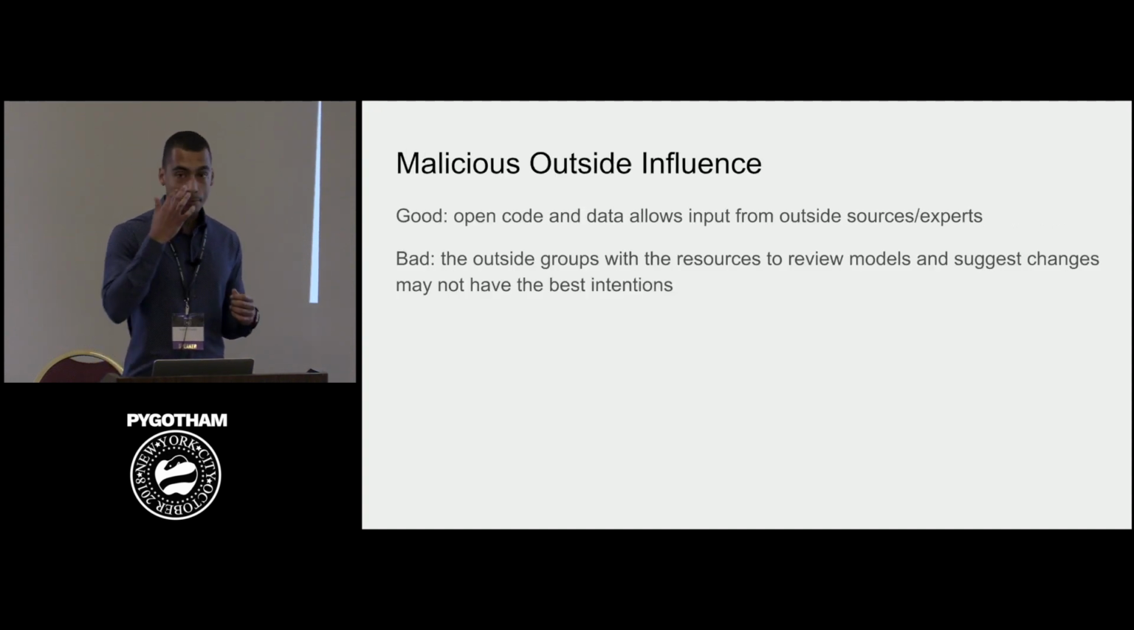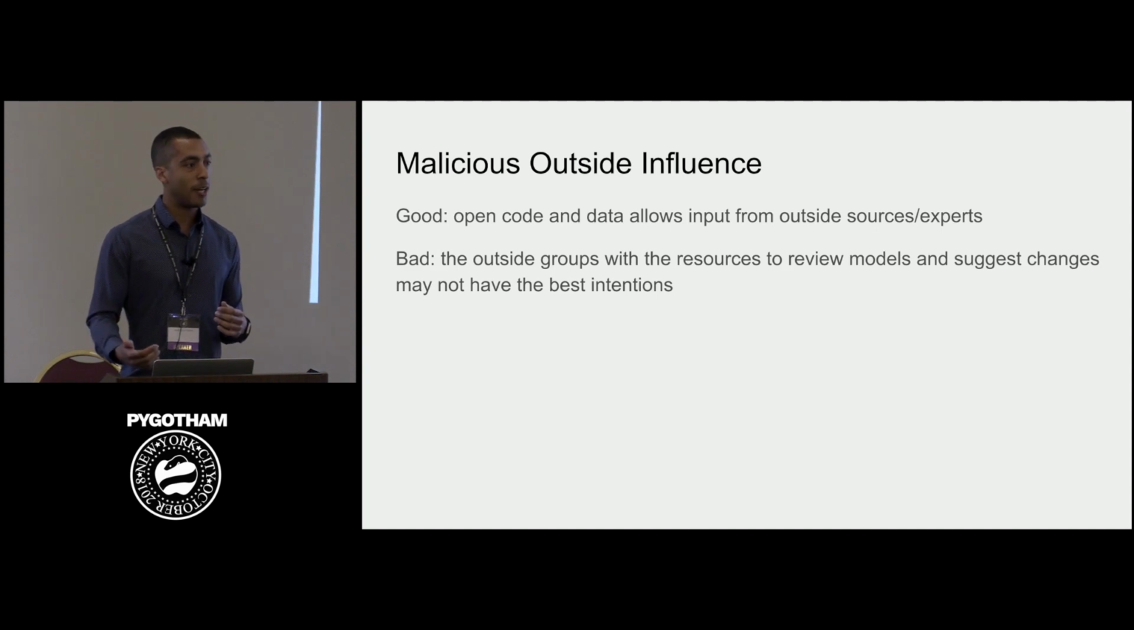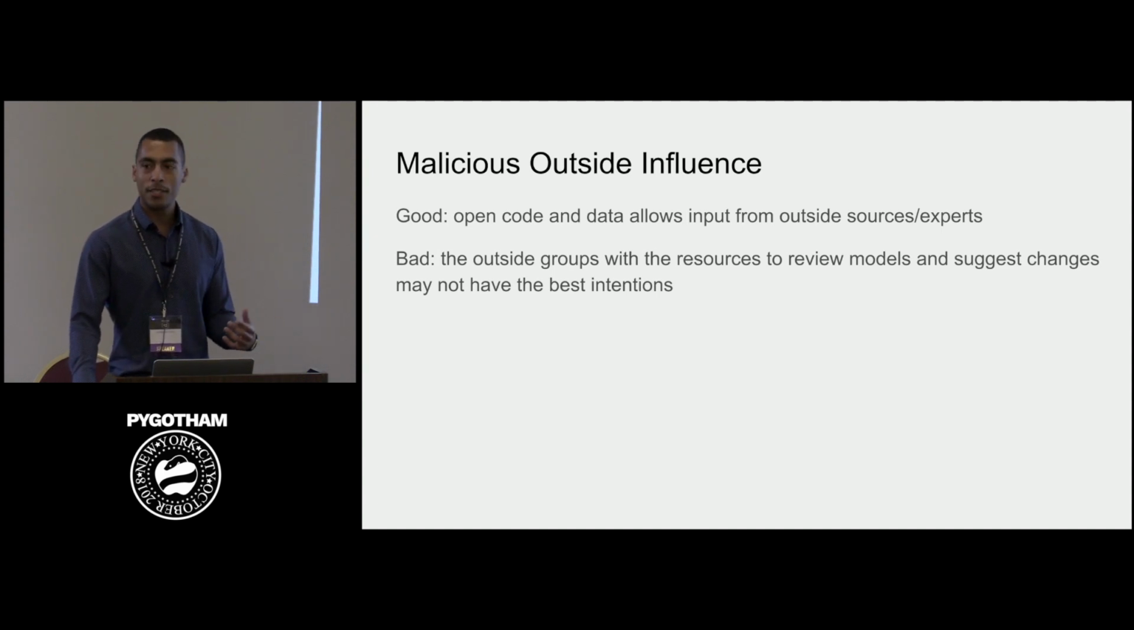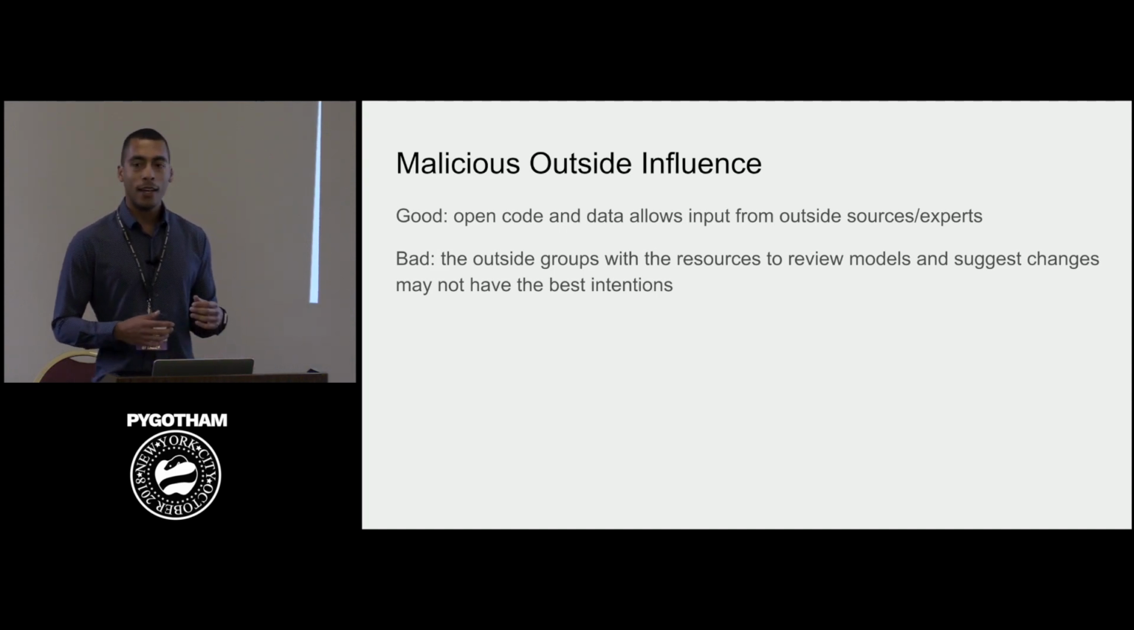And then you have this malicious outside influence. Obviously the good part about making this code open is that anybody can go and review it. And ideally, a bunch of experts will be able to go and make suggestions to whoever it is to update their code and model specifically. The bad side is that anybody can look over the code and make suggestions. And the people who typically have the time, resources, and staff power to do that might not always be the most well-intentioned. They might have their own policies to push.